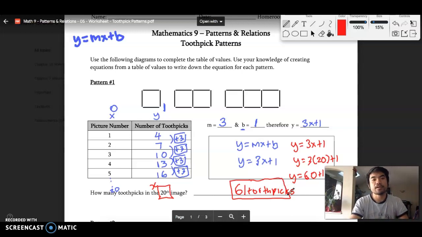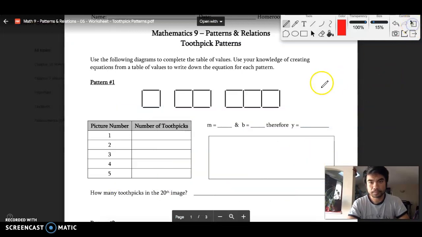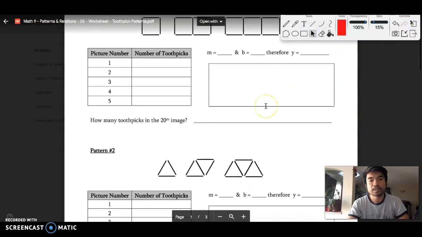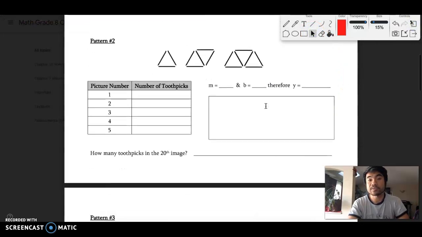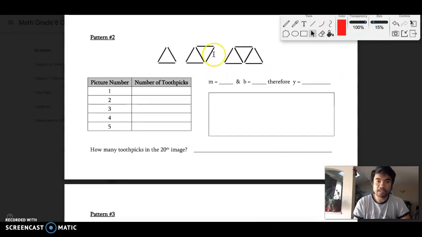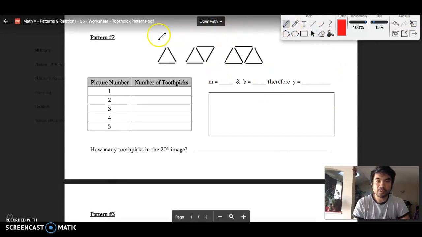So, y equals mx plus b. Alright, let's move on to the next one. Now, for the next one, let's look at this pattern. Again, I will keep writing this one so that we are familiar with it: y equals mx plus b.